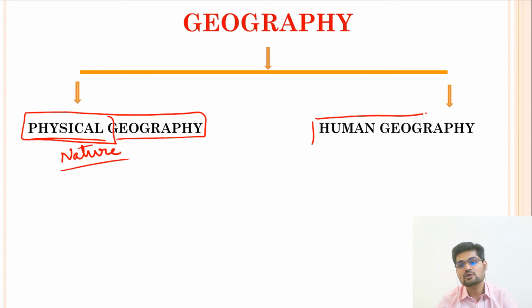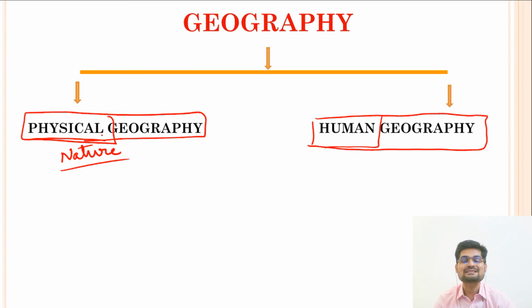When we talk about human geography, we talk about the space, time and scale relationship in terms of human beings. But when we talk about physical geography, we talk about all the same components, the space, time and scale, in terms of the physical components of the earth and the entire universe.